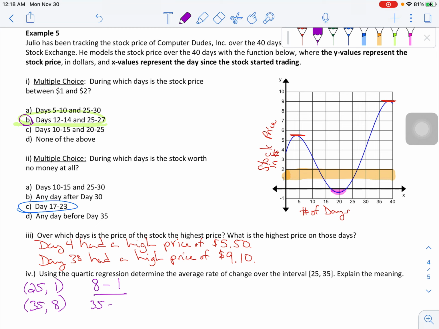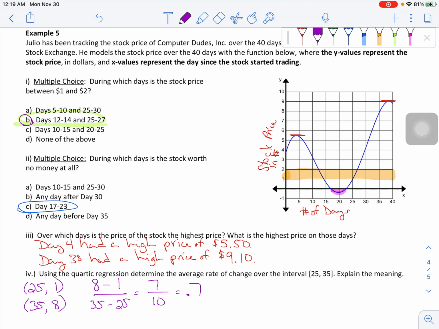So I'm going to take my Y values, subtract those. I'm going to take my X values and subtract those. 8 minus 1 is 7. 35 minus 25 is 10. 7 over 10 is 0.7. Now for this one, I do like the decimal value because we're talking about money, and so it makes more sense to do it in terms of decimals than it does in terms of fractions.